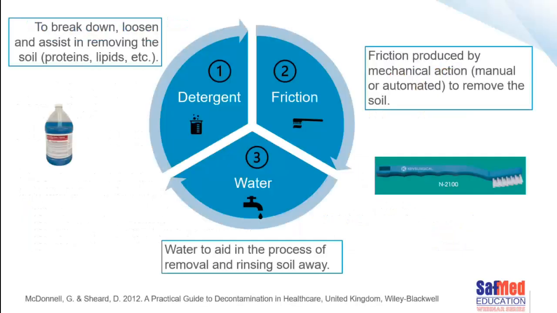Of course, for cleaning to be effective, we need a whole lot of things, and I think you all know that. We need detergent. Detergents help to break down, to loosen, and to assist in the removal of various contaminants or soils on our surgical instruments and devices, like proteins and lipids, fats. We need friction, and friction is produced either mechanically or manually. So, for example, in a washer disinfector, friction is created from that really strong flow of water, or in ultrasonics, from the cavitation. But friction from a manual cleaning perspective is rubbing, brushing, scrubbing.